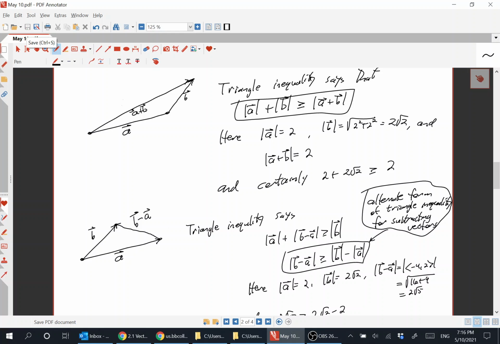When would you get equality in the triangle inequality? When would you get equality? Right, in both of these problems here, the triangle inequality was strict inequality, right? 2 plus square root of 2 is a lot bigger than 2. When would you actually get that the length of A plus the length of B equals the length of A plus B? When would that happen?